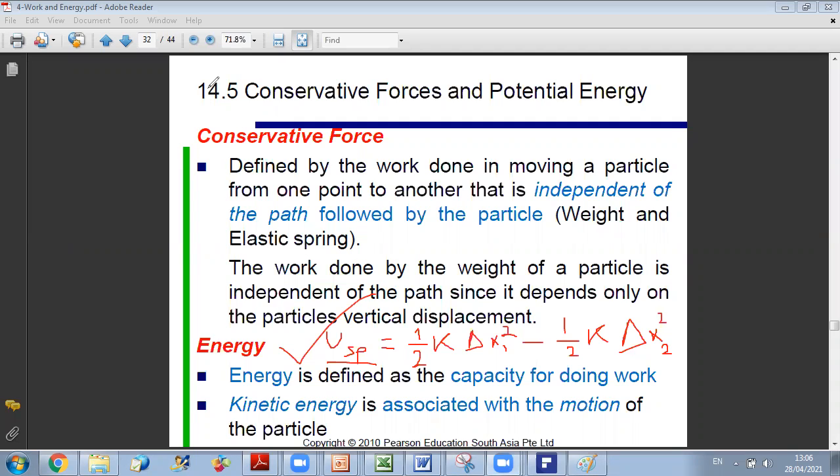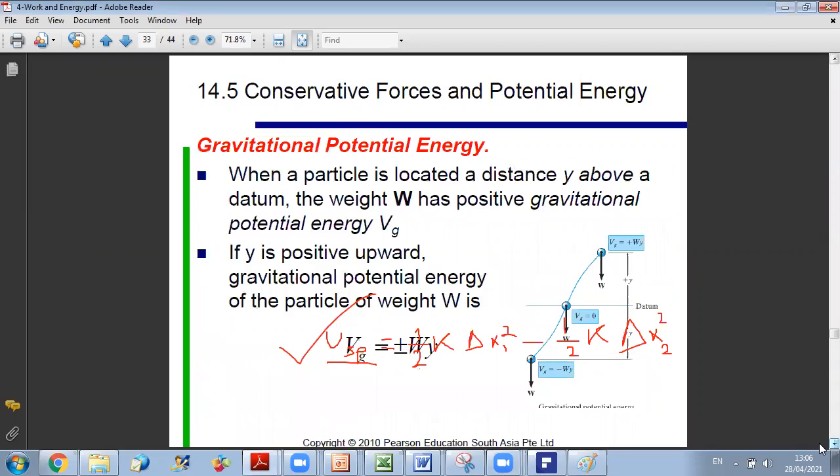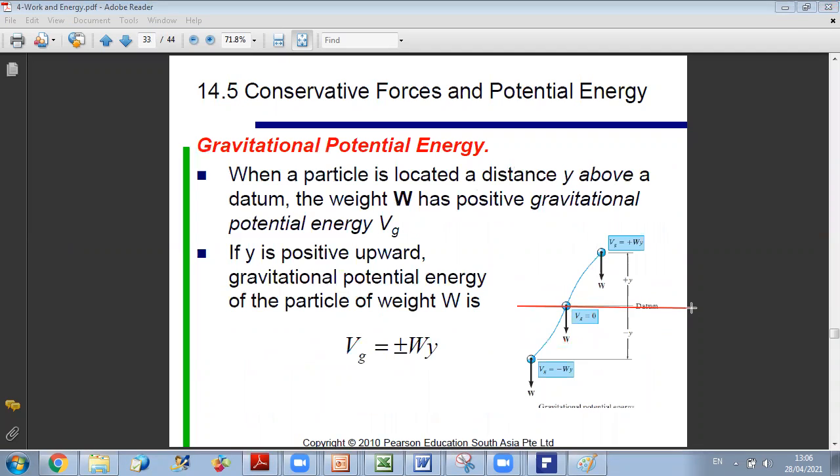First, to start with, we will start with the gravitational potential energy. The gravitational potential energy is defined as follows. If you consider this is the reference line, the potential energy is positive when you are above the reference line, and it is negative when you are below. So this is the definition of the potential energy.